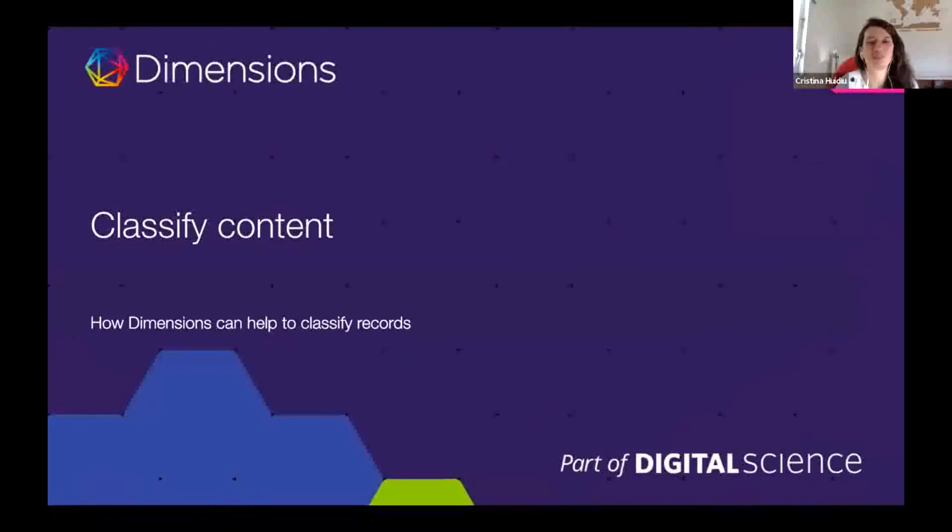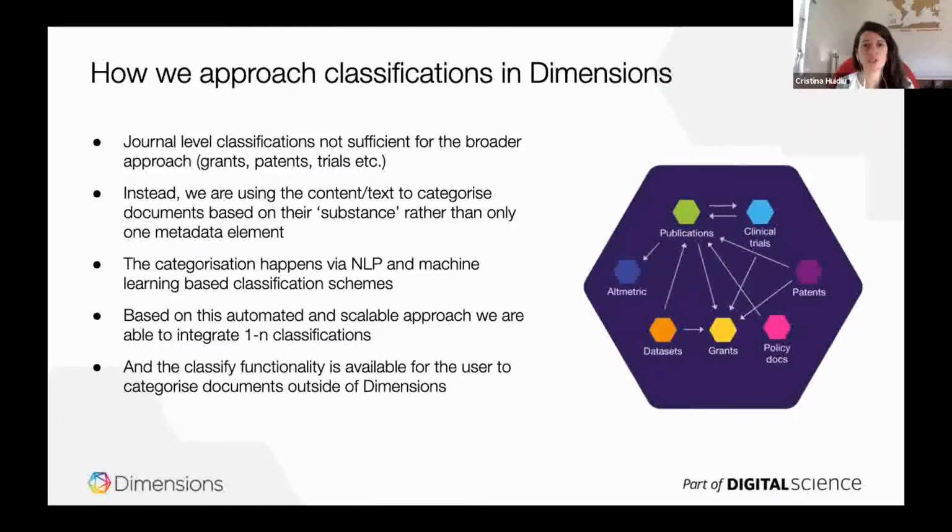So all four of these topics today are just my favorite things to do with the API, but neither of them are very traditional things to do with the API, and the classify part is no exception. As I mentioned earlier, we took a different approach when it comes to classifications and dimensions. We are not using a journal level 1 because it just doesn't work with other content types.